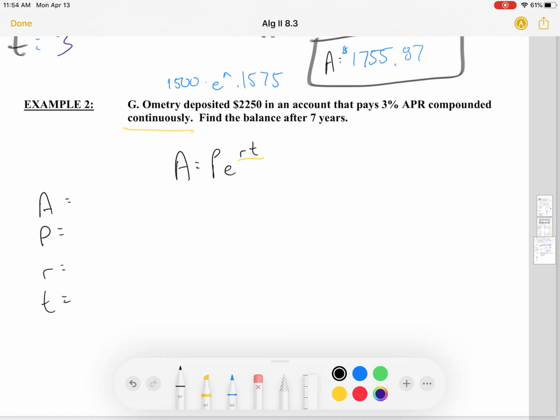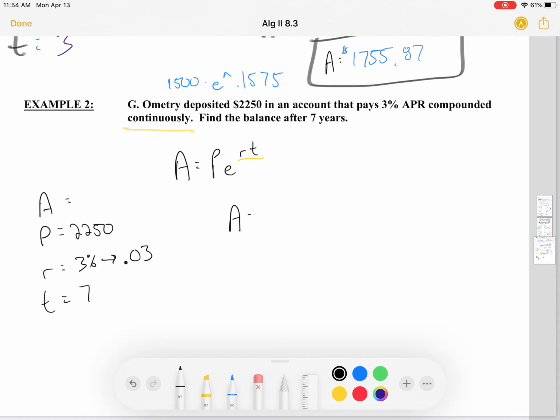So I'm going to list out A, P, R, T. Why did I skip E? Because again, E is a number. We do not plug anything in for E. It's a number that we use. Okay, he deposits $22.50. $22.50 is our principal, that's our starting amount. The account pays 3%. 3% is our rate, but we've got to write that as a decimal. Move the decimal to the left 2 spots: 0.03. Our time is 7 years.